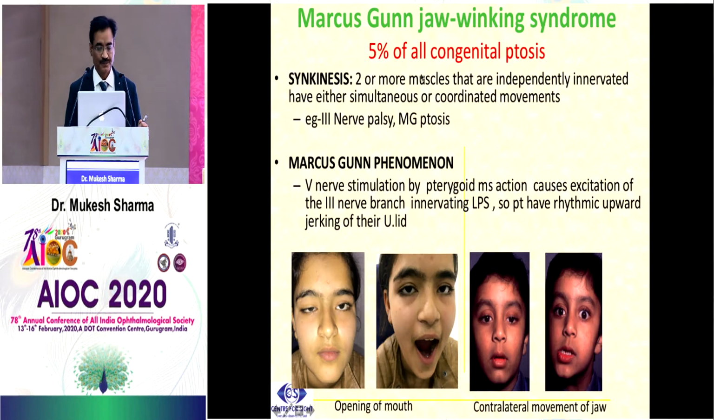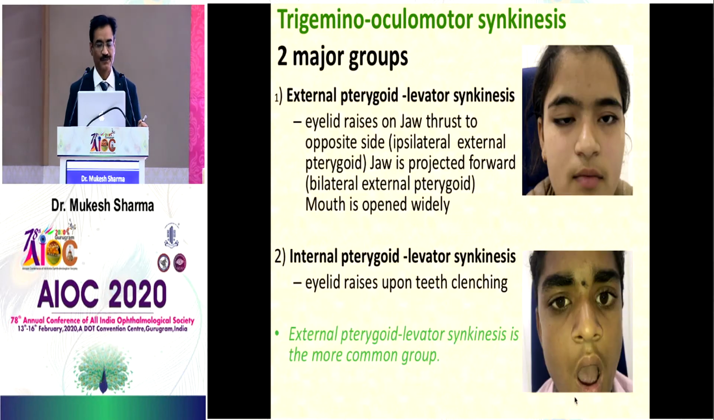Here you get innervation of third nerve, which is getting fibers from fifth nerve. So what's happening here is fifth nerve stimulation by pterygoid muscle action causes excitation of third nerve branch which supplies levator. So we have got rhythmic jerking of upper eyelid on opening of mouth or on jaw movement. So patient is having ptosis in right eye. On opening of her mouth, you can see lid is getting lifted up. Similarly, on contralateral movement of jaw, again lid is having lift.